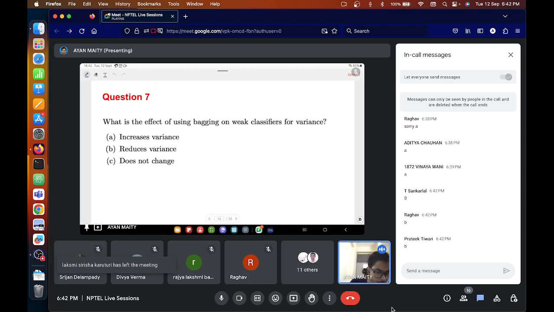Shankar Lal is saying option B, Raghav option B, Pratik is also saying option B.